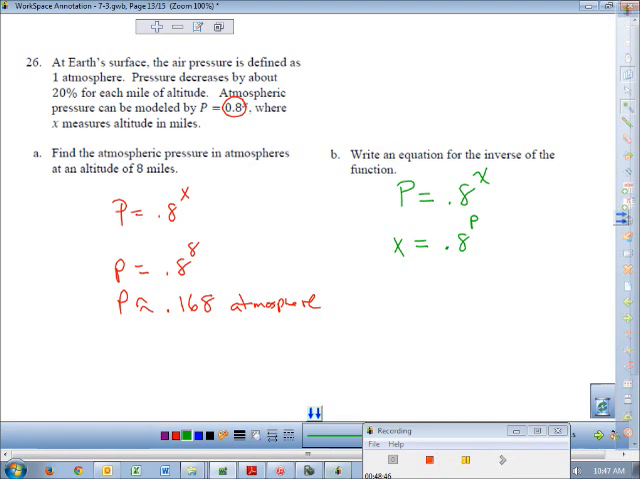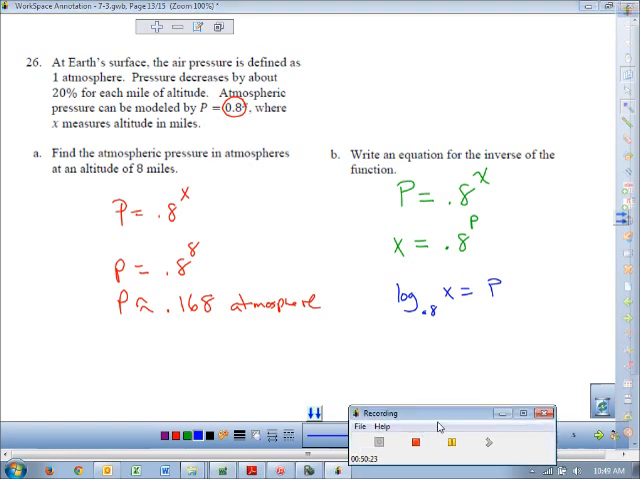Where's p located? He's up in the exponent. So the way to bring him down is to rewrite him as a logarithmic equation instead. So log, the base is what? 0.8. What's the argument? x. And that should equal p. Done. Is p all by himself? That's it. Cool. All right.